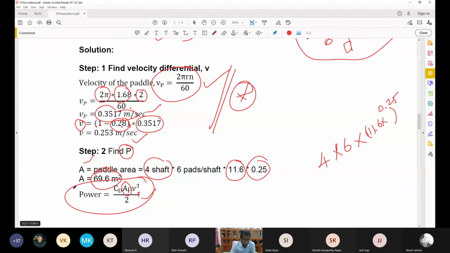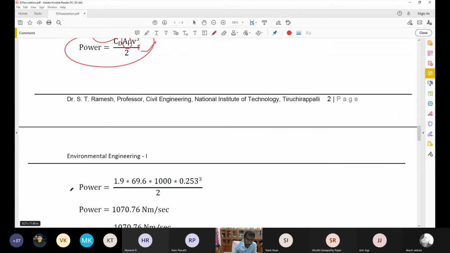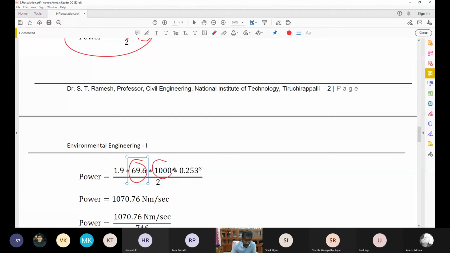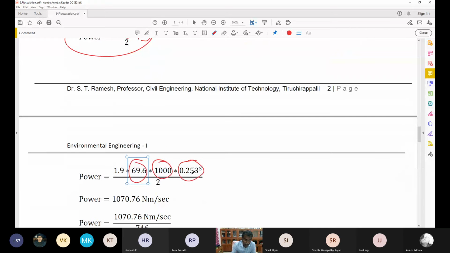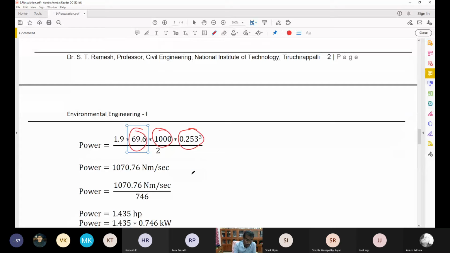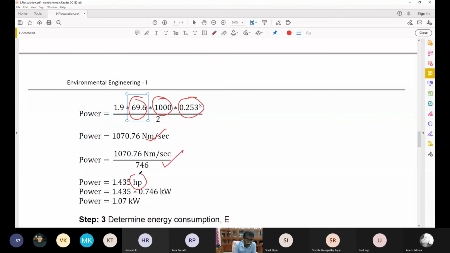Once the area is known, all others are direct calculation, because the CD value is mentioned in the problem as 1.9, and the area of the paddle we have calculated as 69.6, rho is 1000 kg per meter cube, and V is the relative velocity of the water, that is 0.253, which you calculated in the previous step, divided by 2. Then you may get 1070.76 watts, and you can convert to horsepower, where 1 HP is equal to 746 watts. Then you get 1.435 HP, or you can also express it in kilowatts. Multiply by 0.746, and you get 1.07 kilowatts of power.